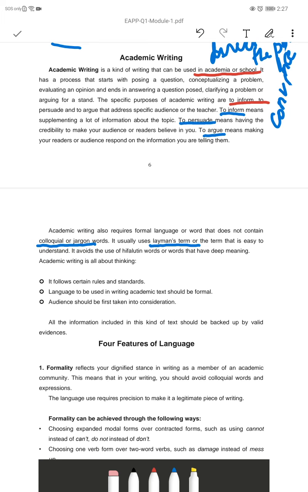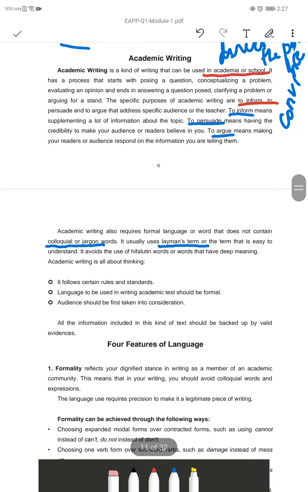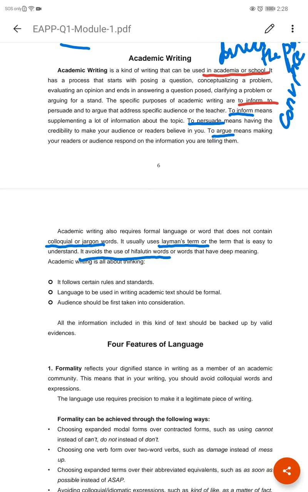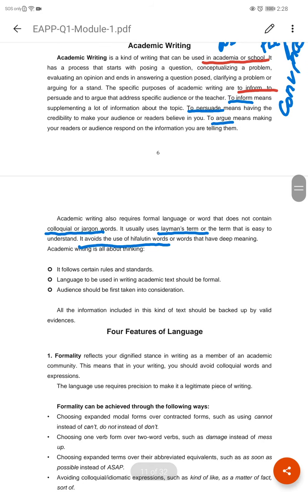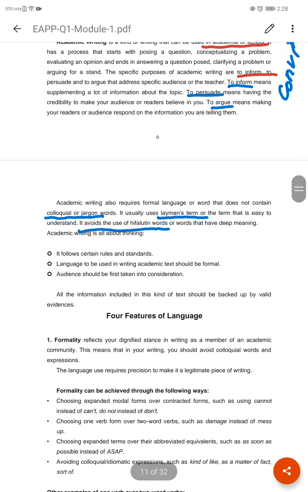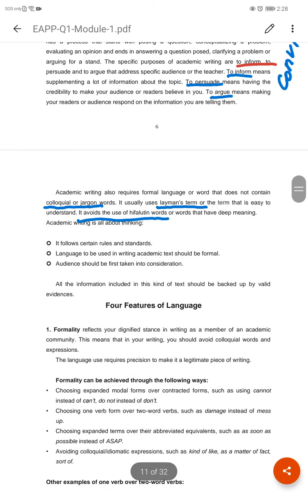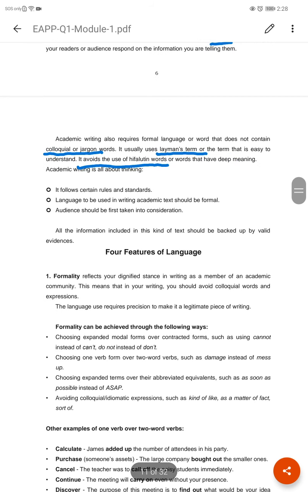When you're writing academic text, it avoids using highfalutin words. When we say highfalutin words, this is the antonym of layman's term. Meaning, if layman's terms are ordinary words which are easy to understand, highfalutin words are deep words. Or in Tagalog, we call this malalim. Malalim na salita. Okay? So we should not use highfalutin words, but we should use layman's terms. Okay?